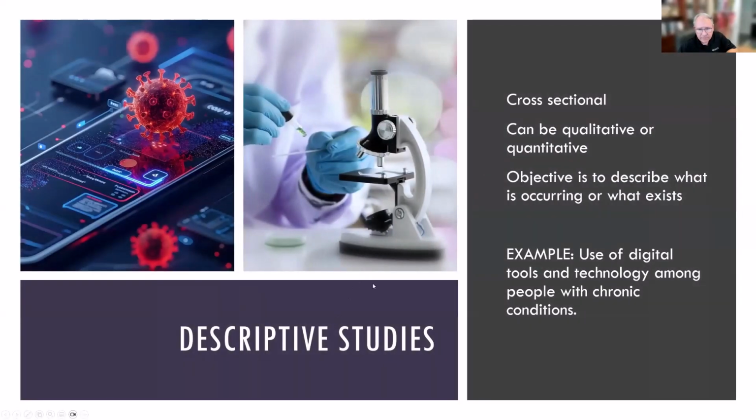Descriptive studies, again, can be cross-sectional, just a point in time. They can be both qualitative and quantitative. The objective is really to describe what is occurring or what is going on. So for example, the use of digital tools and technology among people with chronic conditions. Literally, what is their rate of usage? What is their age, gender? Really describing the population of people that are using digital tools. That would be an example of a descriptive study.